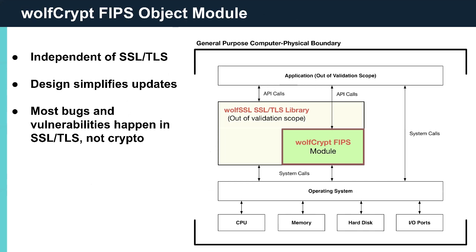So we do have a FIPS validated version of wolfCrypt, and we draw the FIPS boundary just around wolfCrypt, and actually just around a subset of wolfCrypt itself. It's independent of SSL and TLS, so all of wolfSSL's TLS code is out of scope. And we've done that on purpose, since most of our bugs and vulnerabilities are found outside of the crypto code itself, we can still have our customers update from release to release of wolfSSL and maintain the same validated crypto module internally.